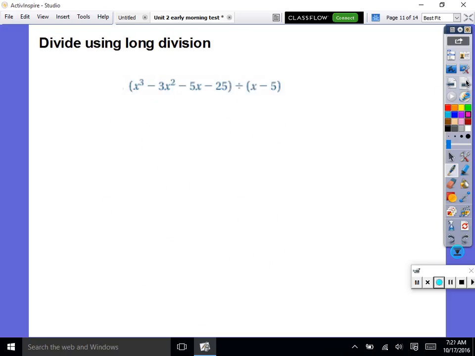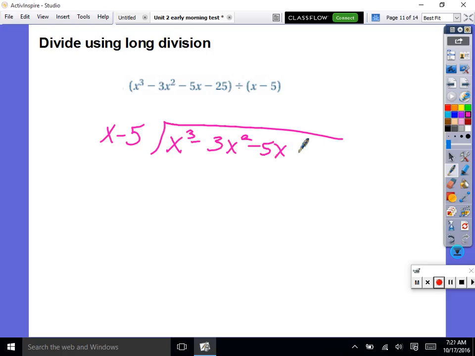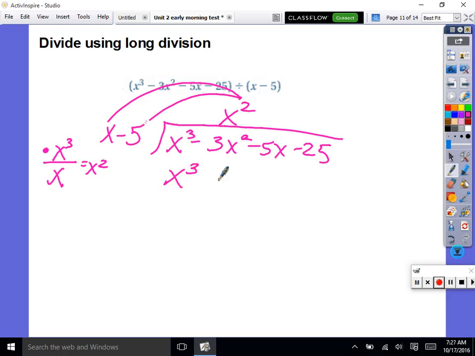Divide this one using long division. So we put x minus 5 on the outside. We put in x cubed minus 3x squared minus 5x minus 25. So we go off to the side and focus on the leading terms. X cubed divided by x is x squared. That comes up here. Then we multiply it back down. So x cubed, right? Minus 5x squared, right? The most missed thing on the test is changing the sign on both of those.